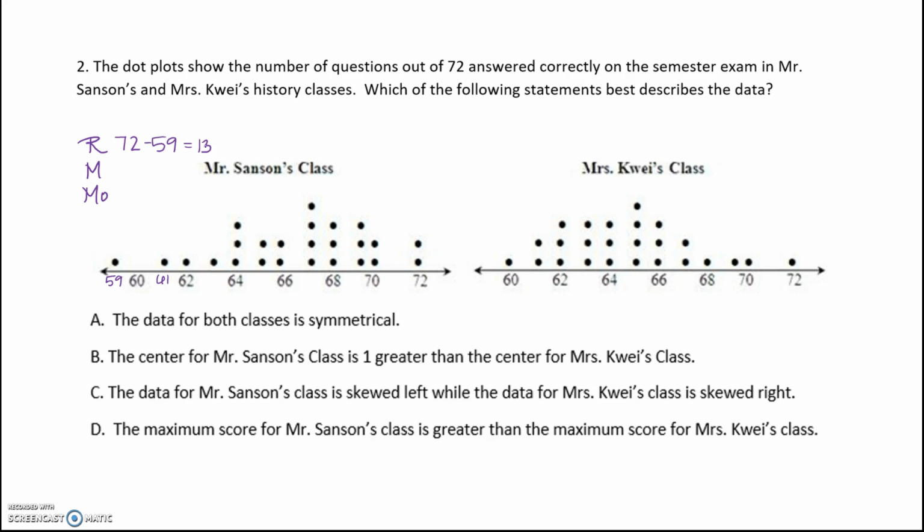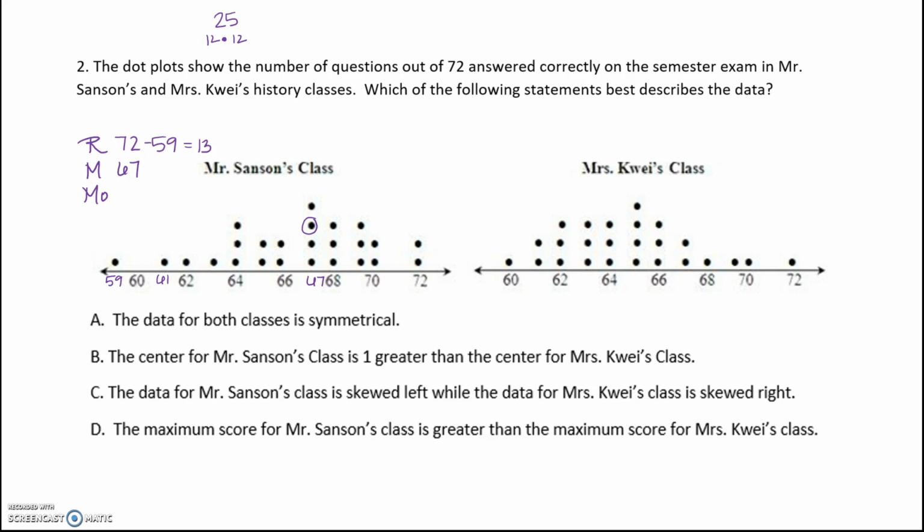Okay, the median, you can either cross them off from side to side, or I like to count the dots. 1, 2, 3, 4, 5, 6, 7, 8, 9, 10, 11, 12, 13, 14, 15, 16, 17, 18, 19, 20, 21, 22, 23, 24, 25. So if there's 25, that's an odd number, so I know I'm going to have a dot for my median. So then that leaves 24, so there's 12 on each side of my median. My median is 67.